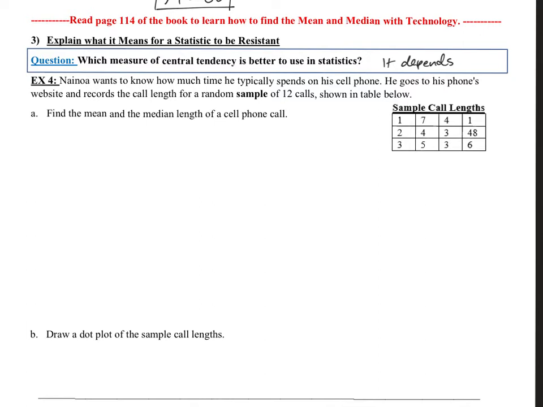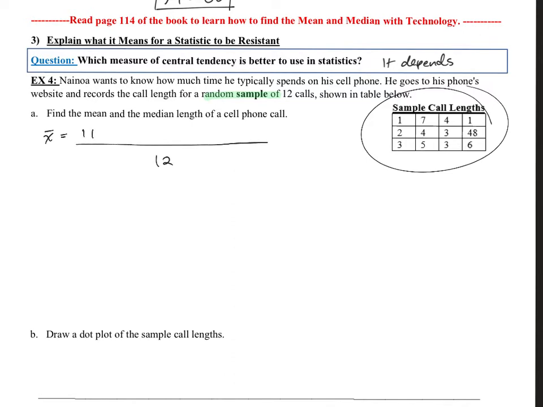Alright, so let's go ahead and find the mean. First off, should I use mu to represent the mean or x bar? Well, since we're looking at a sample, we're going to be using x bar. And for x bar, you're going to add up all the values and divide by the number we see. And we know there are 12 calls.